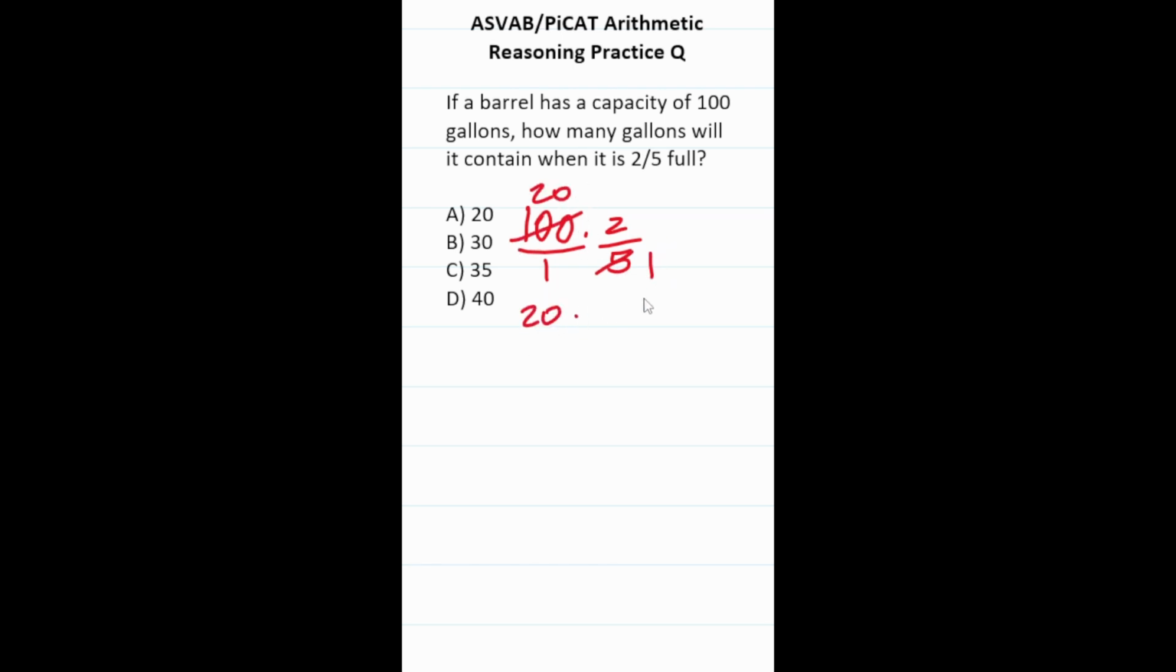20 divided by 1 is just 20 times 2 over 1, which is just 2. 20 times 2 is 40, so the correct answer to this one is D, 40 gallons. You have to be able to work with fractions for this test. They show up almost in every other problem.